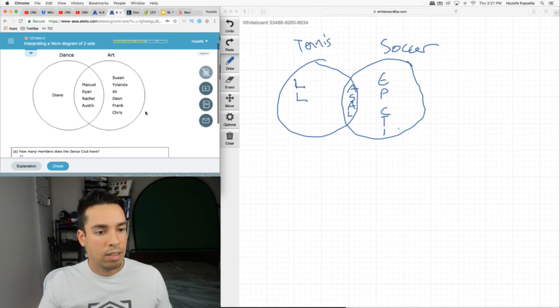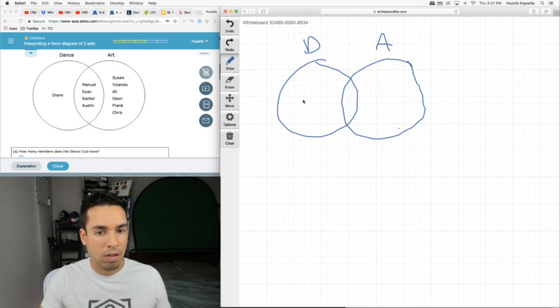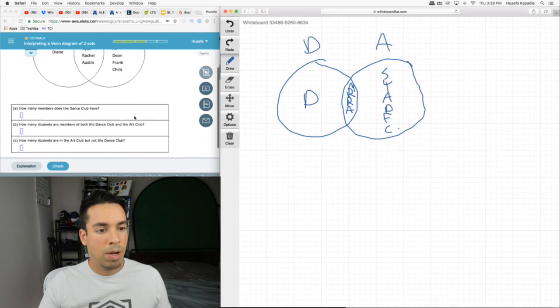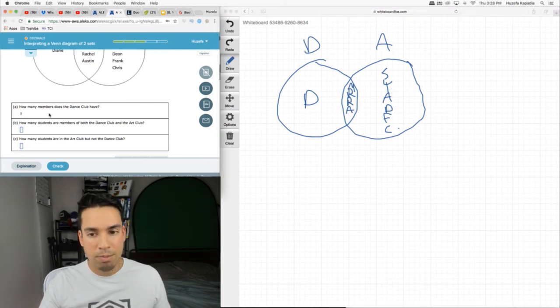Okay, last but not least, dance and art. Let's erase these guys. How many members does the dance club have? 1, 2, 3, 4, 5. We've got to include these guys because they're in the dance club. They're also in the art club, but they're in the dance club, so there's 5 people in the dance club.